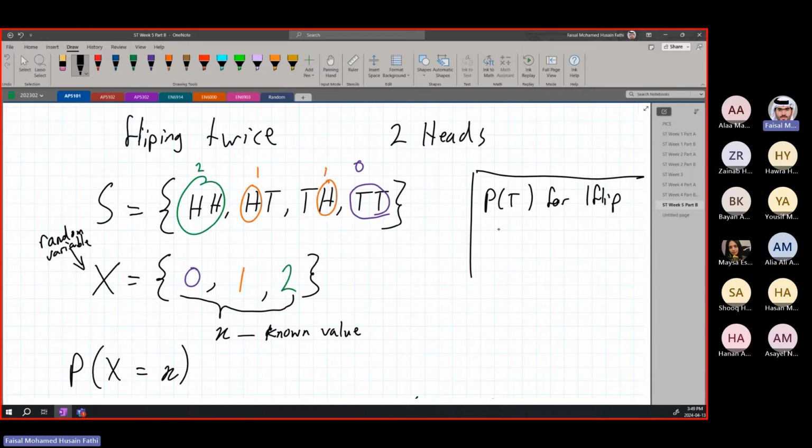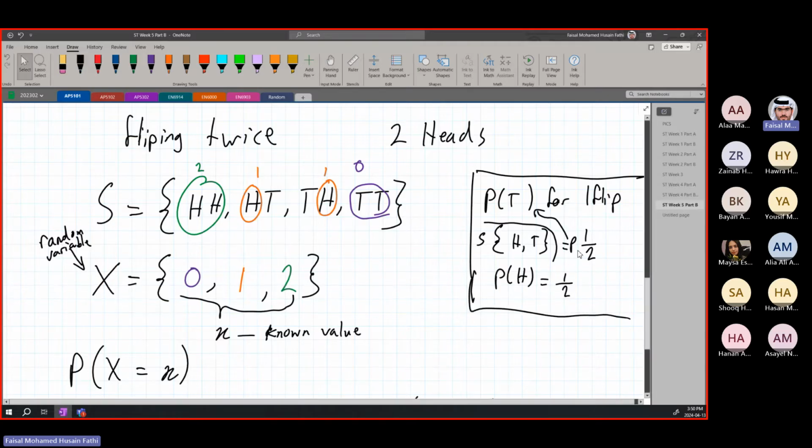So P of T for one flip is, remember, we have a sample space of heads or tails. So it's 1 over 2. All right, the P of T for this sample space. Okay. The P of head in this sample space is also equal to 1 over 2. Okay, for one flip. This is what we're looking at.